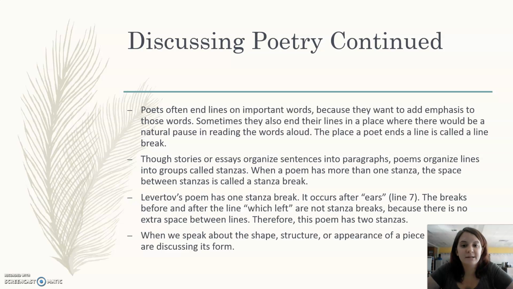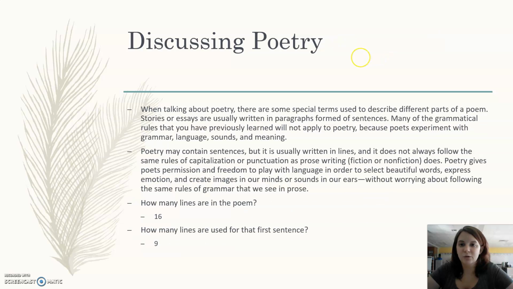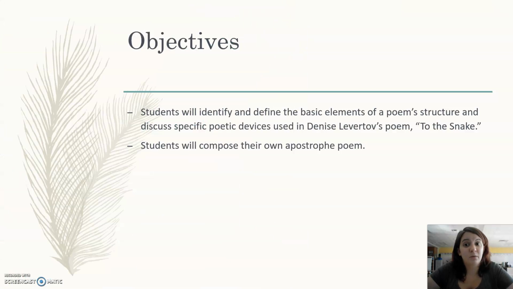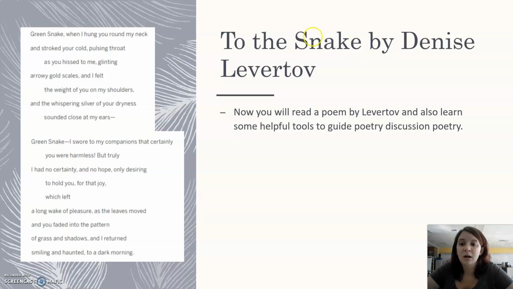Levertov's poem has 1 stanza break. It occurs after ears, and the breaks before and after line, which left are not stanza breaks because there are no extra space between the lines. Therefore, it has 2 stanzas. So I actually made a mistake when I was going through the poem. It only actually has this 1 very large break here. I apologize, I made that mistake. So this is stanza 1 and stanza 2.